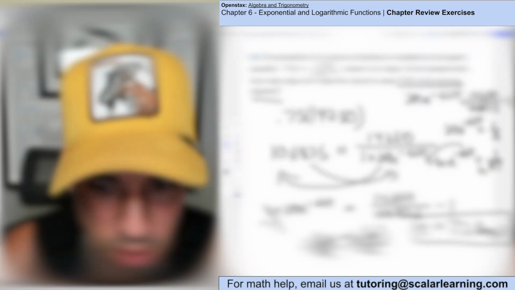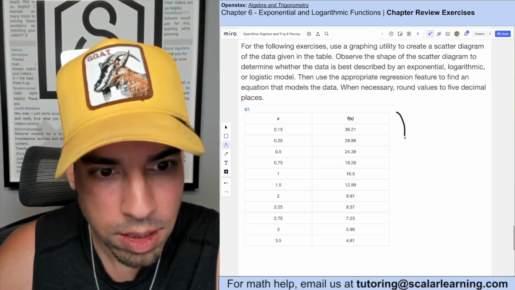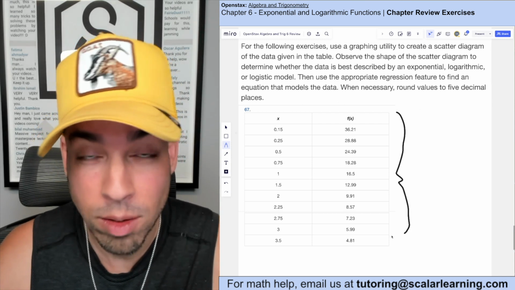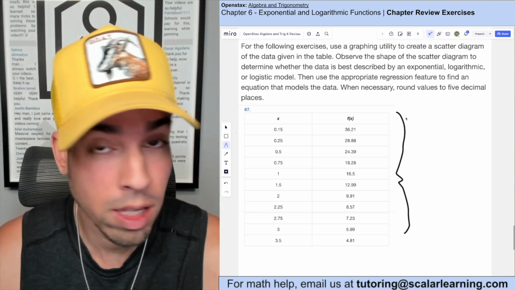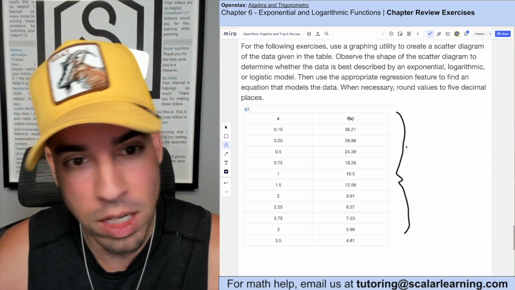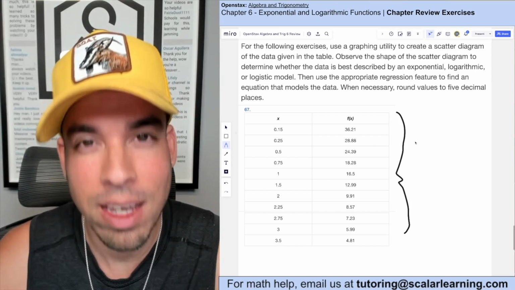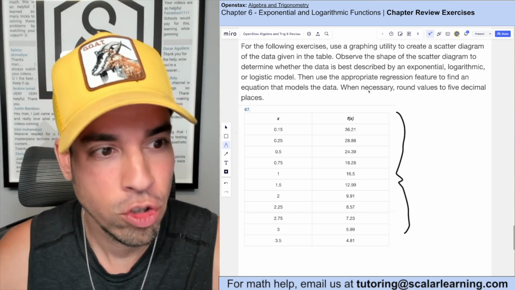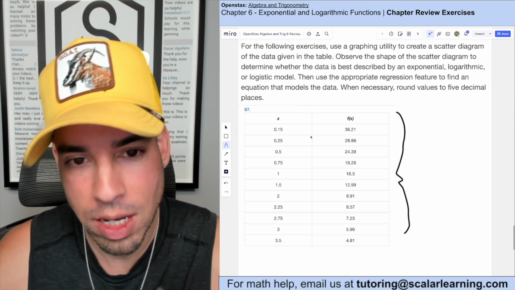Boom. Done. So for this question, first, we're going to plot the data in Desmos. We're going to look at it and we're going to say, what does this look like? Does this look like logistic? Does it look like exponential, logarithmic, whatever? And then we're going to run a regression to get a nice model for the data. So let's do that now.